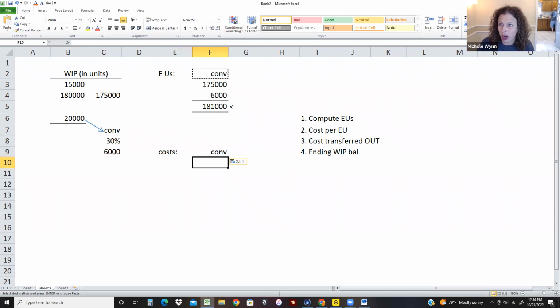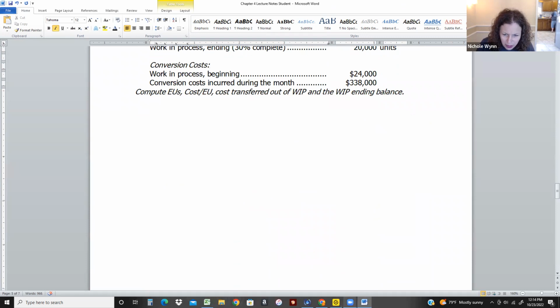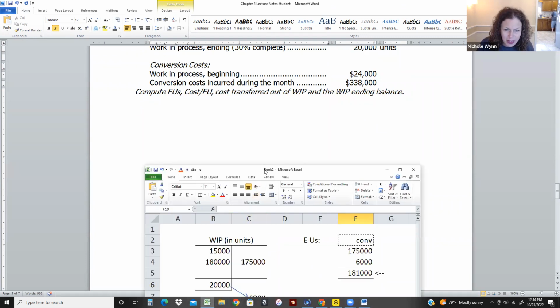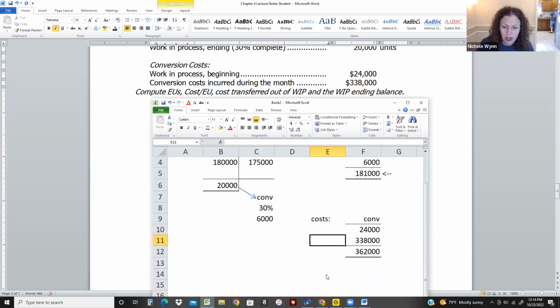When we're looking for costs, there are costs given in this problem. The problem tells me that my costs are beginning 24,000 and incurred during this period 338. So my total cost is 362. By the way, this 181 is the answer to number one. Number one's answer, compute EUs, is 181.